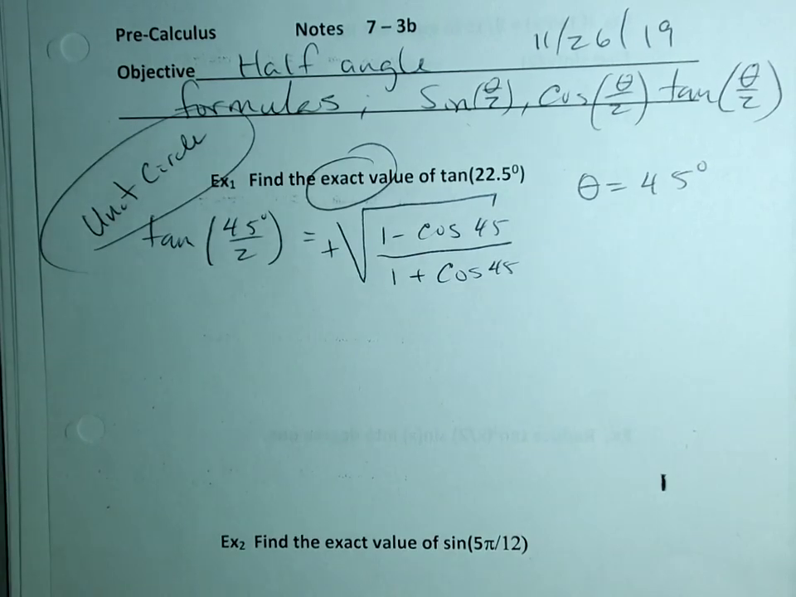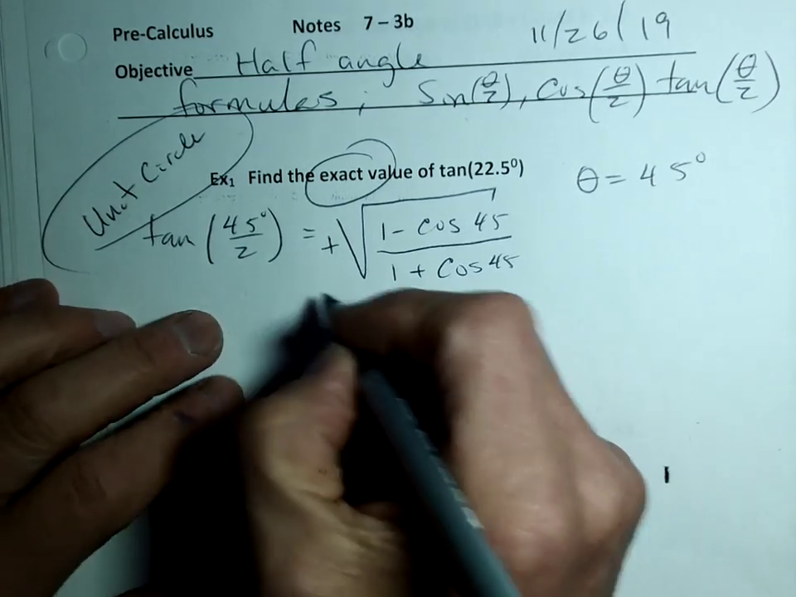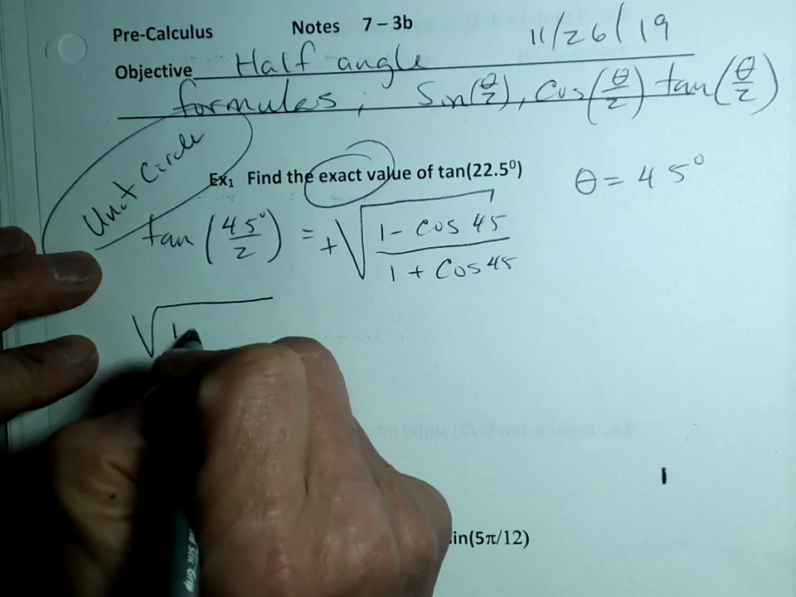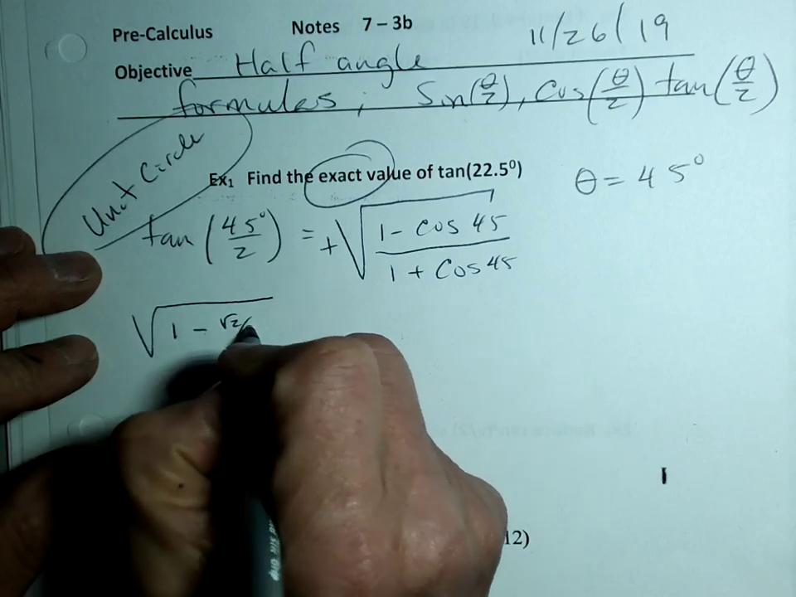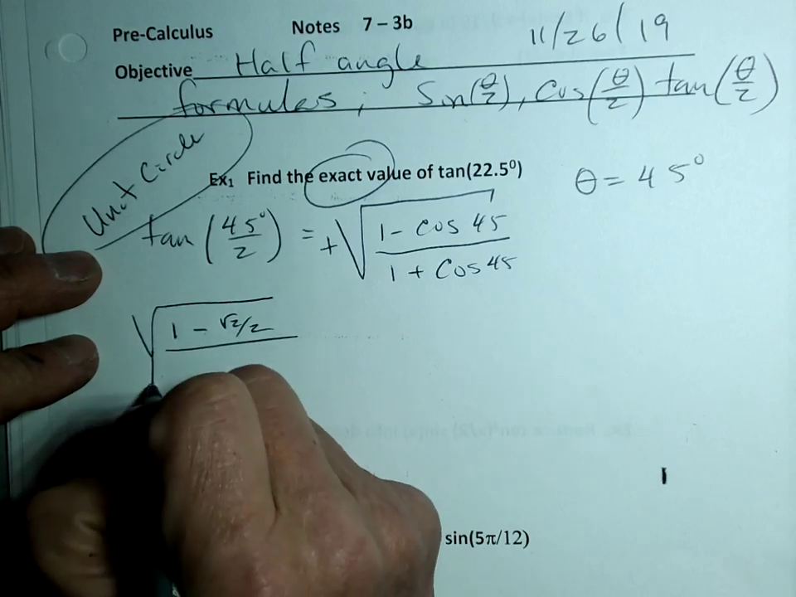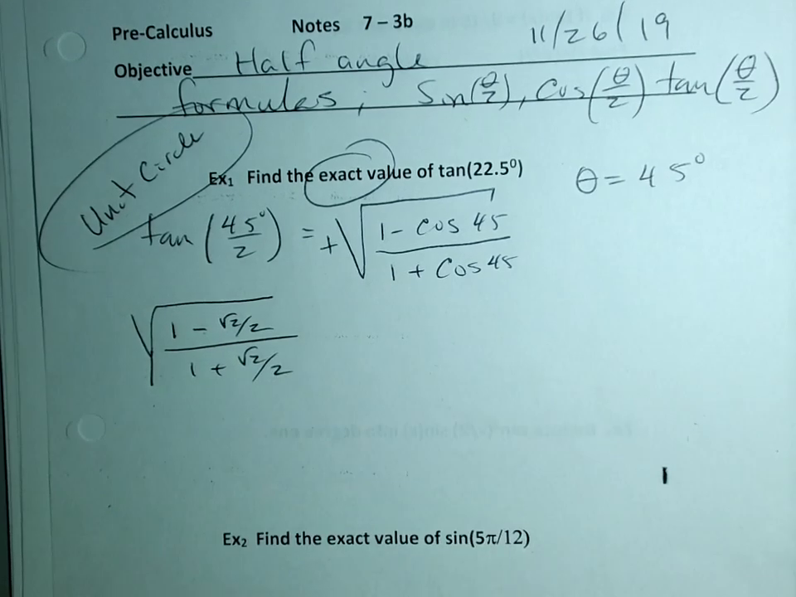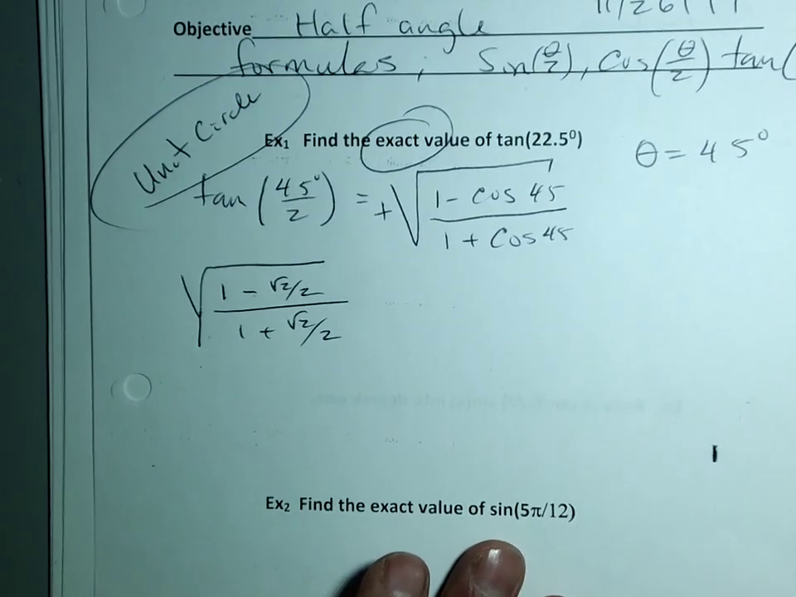Okay. Now, let's go to the unit circle and let's evaluate. So cosine of 45 should be square root of 2 over 2, right? 45 degrees, cosine theta square root of 2 over 2. So I'm going to write this as square root of 1 minus square root of 2 over 2 all over 1 plus square root of 2 over 2, okay? Well, that's a pretty ugly looking answer. I mean, it's technically correct, but it's not going to be a very good answer for calculus.